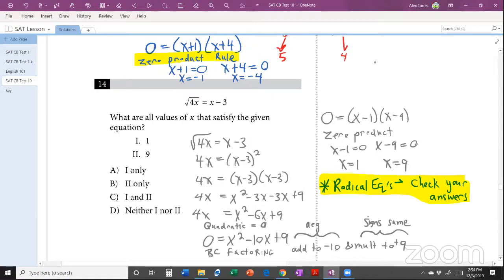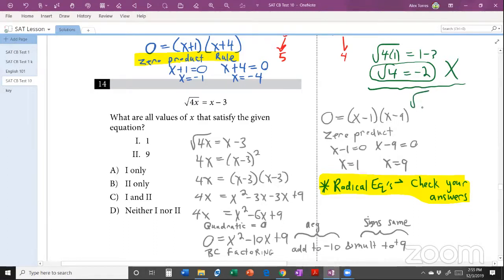So I'm going to go ahead and plug in 1. Square root of 4 times 1 equals 1 minus 3, so square root of 4 equals negative 2. Now, technically speaking, the square root of 4 is plus or minus 2, but we're trained to not pick a radical equal to a negative number. A radical equal to a negative number is very bad as far as our training. We could have a really long discussion of why, but just know by heart that that situation is wrong.